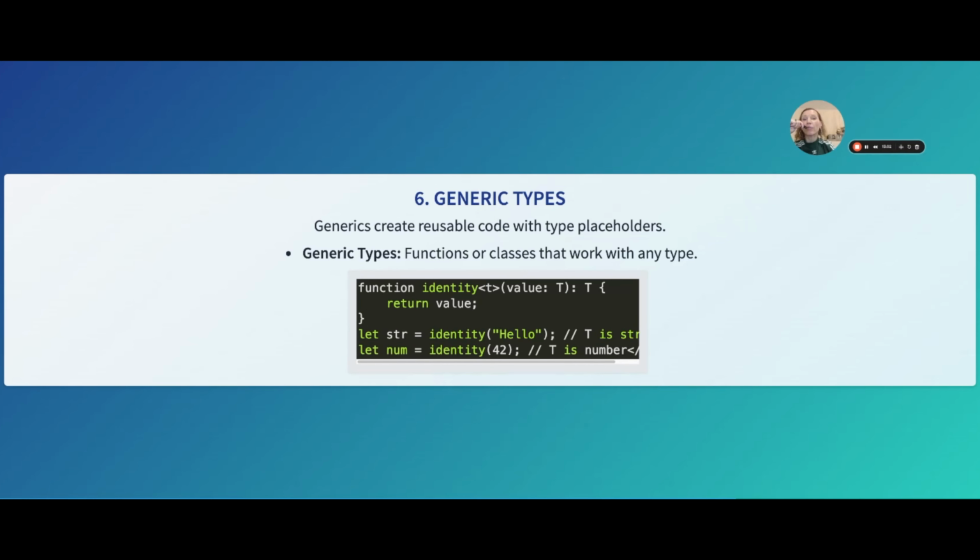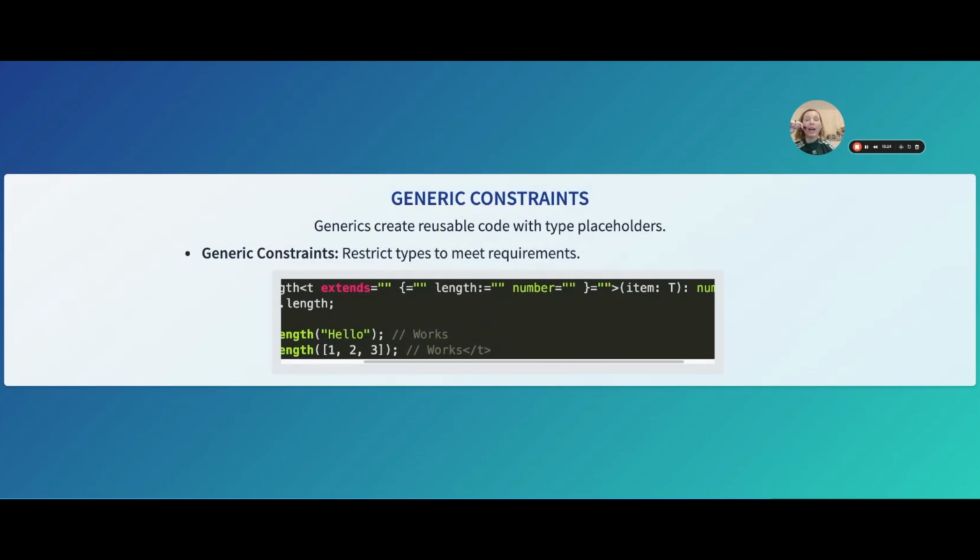Generics let you write flexible code that works with any type, specified when used. In this example, the identity function returns whatever type you pass in, whether it's a string, number, or anything. You can also add constraints to limit types, like requiring a length property. Generics make your code reusable and type safe, which is ideal for libraries or shared functions.